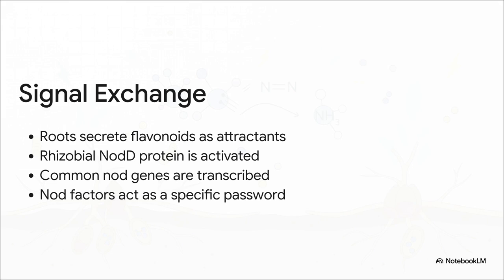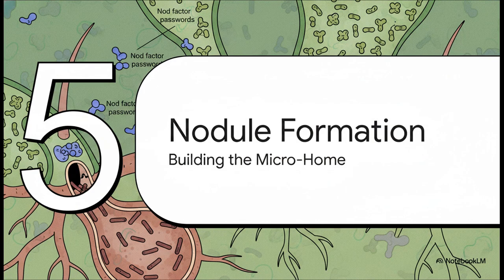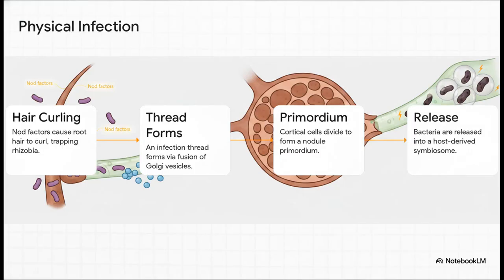Section 5. Infection and nodule formation. Literally building the microhome. Once the plant verifies that cryptographic password using specialized root receptors, it opens the gates for what's essentially a highly welcomed invasion. First, the plant's root hair physically curls right around the bacteria, deliberately trapping the rhizobia.